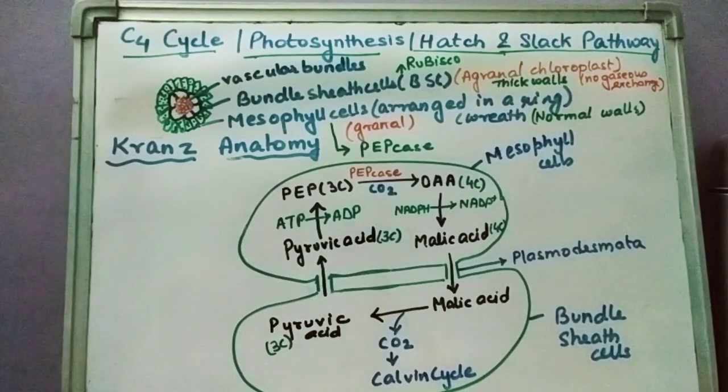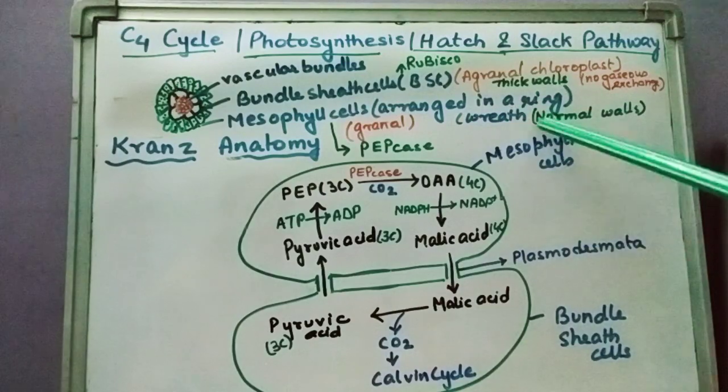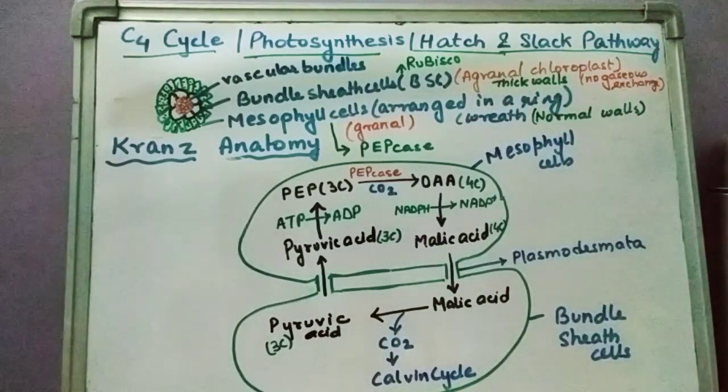That means their wall, which remains enclosed around the vascular bundle, is a little thick in nature, hence no gaseous exchange takes place in them. So no exchange of air, carbon dioxide or oxygen can take place in bundle sheath cells. Whereas mesophyll cells have normal walls, so gaseous exchange can easily take place.